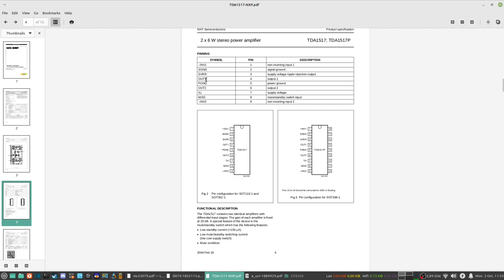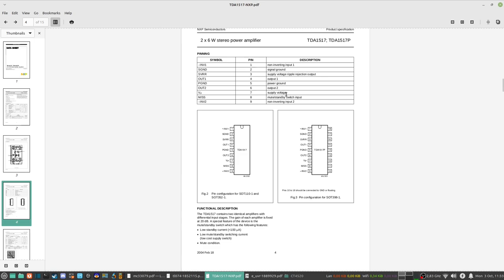And we got output on number 4 and 6. So those would be the outputs we're gonna send to, say, a pair of speakers. But we don't do that directly. I'm gonna look at that later. Then we've got PGND, the power ground. So basically the ground plane where we get our neutral, so to speak.